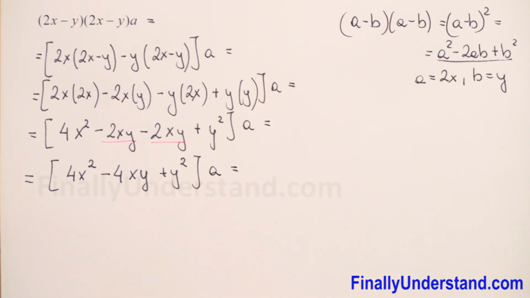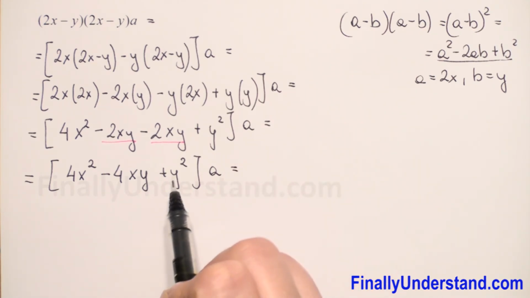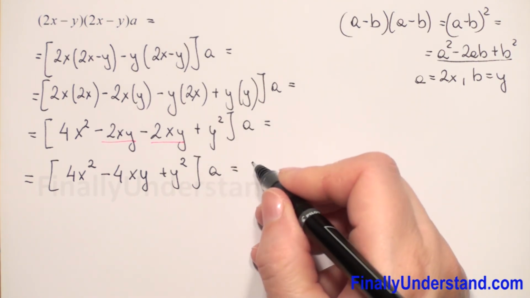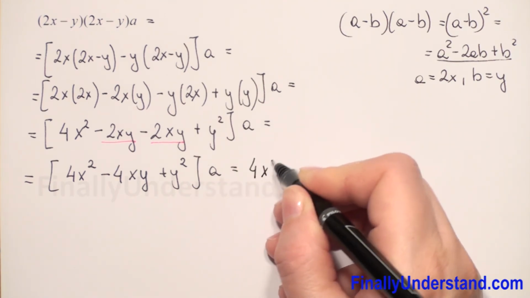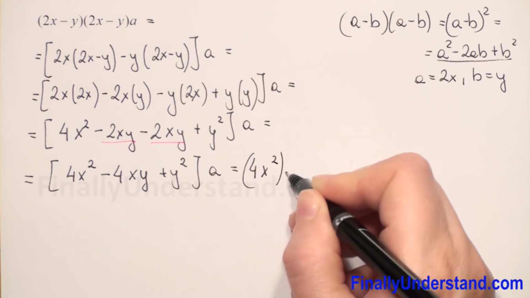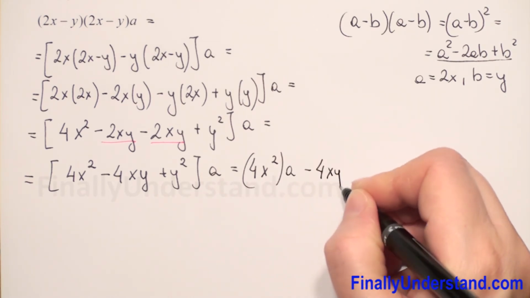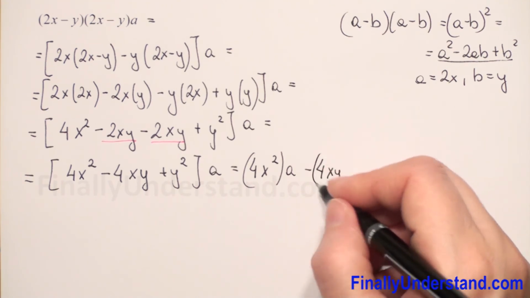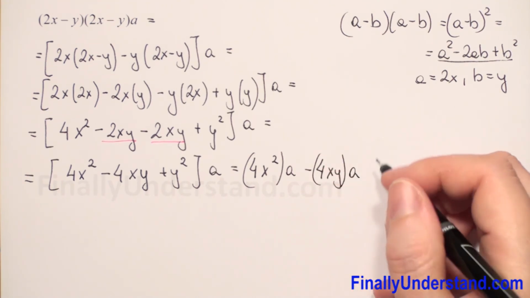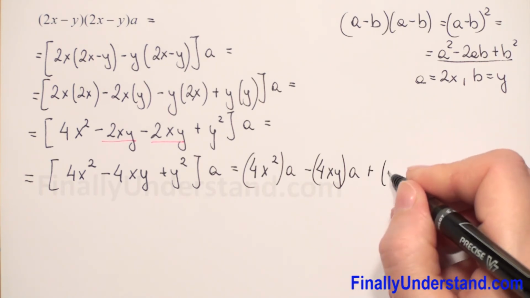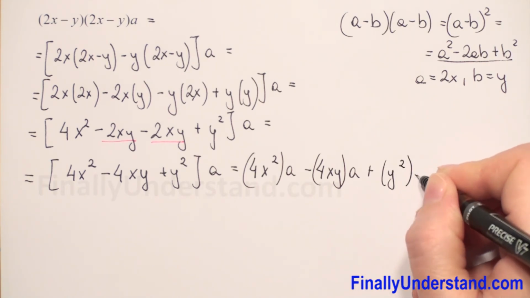So now we have to multiply every expression in the parentheses times a. So it will be 4x squared times a, minus 4xy times a, and next we have positive sign y squared times a.